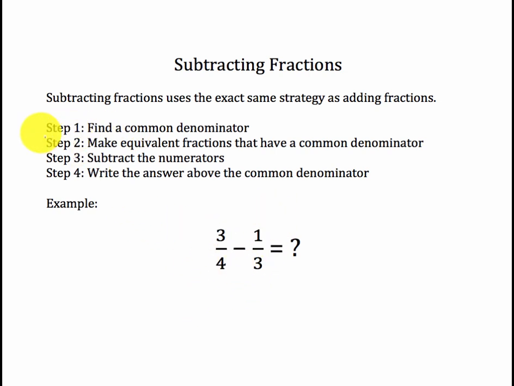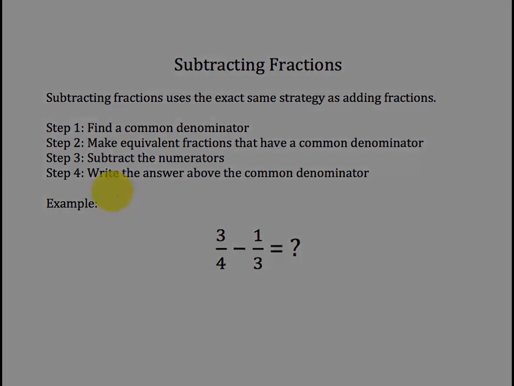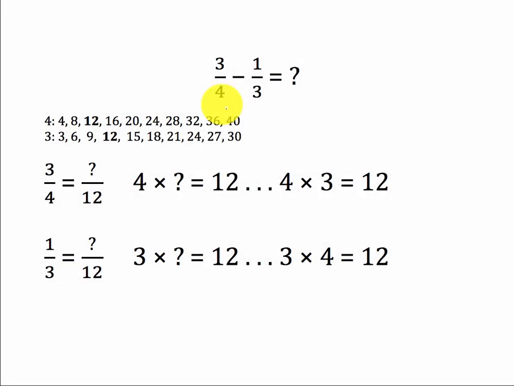So step 1, we want to find that common denominator. Step 2, make equivalent fractions that use that common denominator. And then step 3, we subtract the numerators. And lastly, we write that answer above the common denominator, just like we did with adding. Okay, so first up, we've got to find this common denominator.